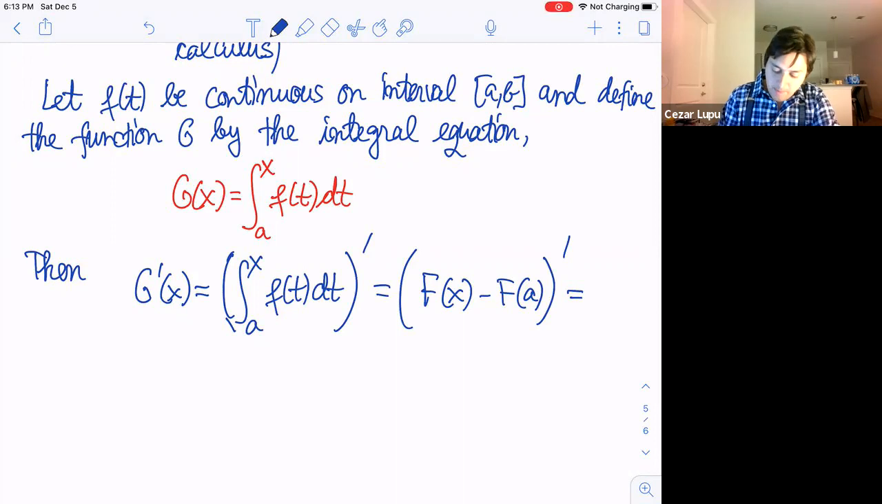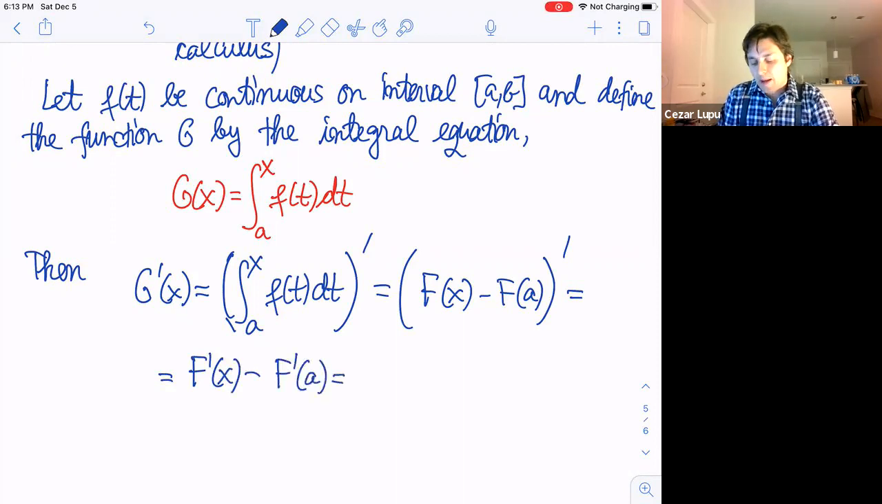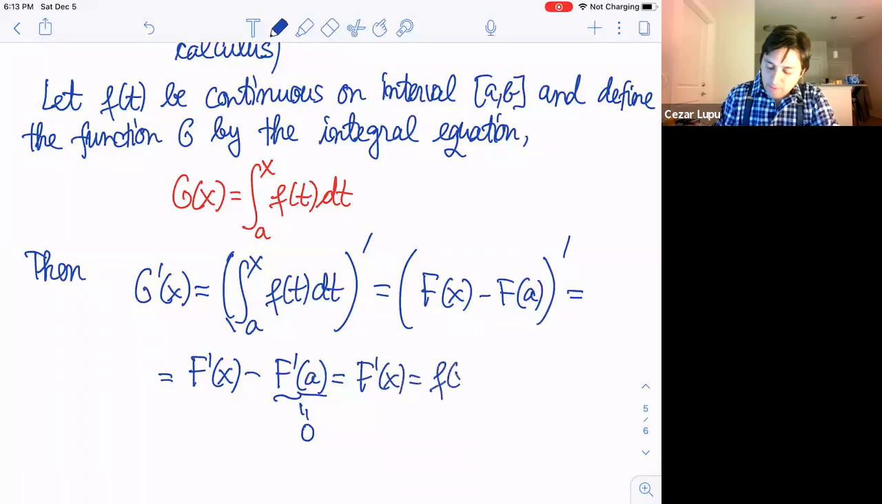So this would be nothing else than just F prime of x minus F prime of a, right? But F of a is a constant, so F prime of a will be 0. So this guy here, it's 0. And this would be capital F prime of x, which is f of x, because the derivative of the antiderivative is nothing else than just f of x.